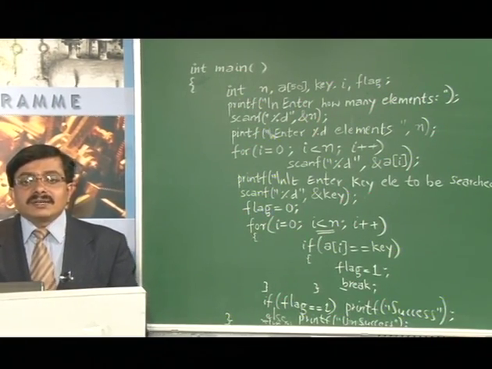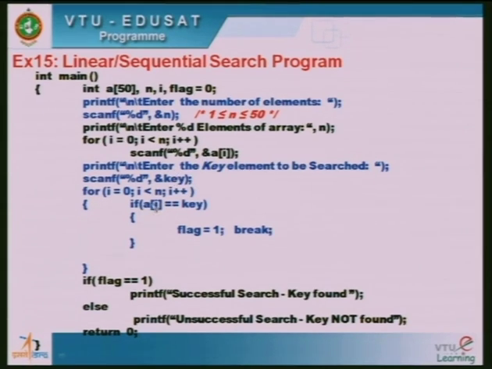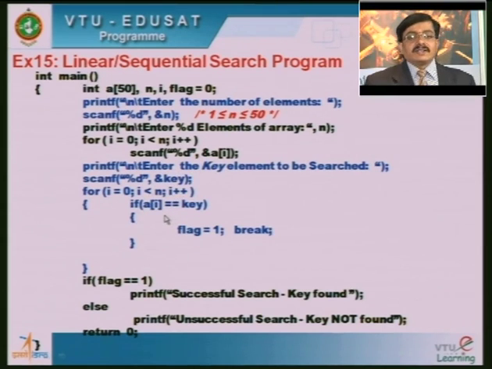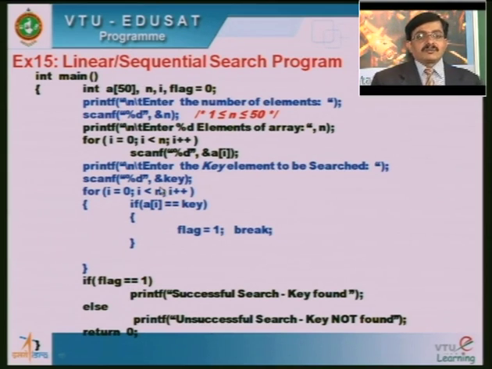Now, here we read the value of n, enter the number of elements, and n can be greater than or equal to 1 and less than or equal to 50. Then, enter n elements of an array, and we read those n elements using scanf. Then the key element is read using this scanf. Then for i equal to 0, i less than n, i plus plus: if a of i is equal to key, then flag is equal to 1 and break, so I come out of the loop. If flag is equal to 1, I print successful search, and otherwise I print unsuccessful search. So, this is how to confirm whether the key is present in the list or not.